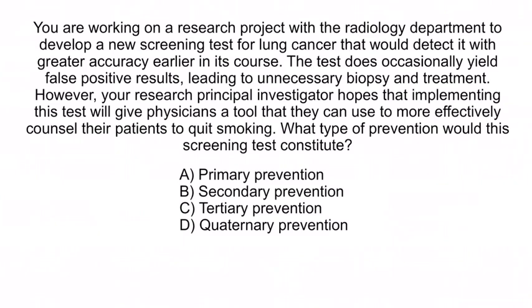One of the distractors in this stem is in the form of the research PI, hoping that the test will allow physicians to counsel patients to quit smoking more effectively. Having patients quit smoking is a form of primary prevention, as it prevents the negative effects of smoking. Another potential distractor is that the test leads to some unnecessary treatment. So it could be argued that eliminating the test would be a form of quaternary prevention, helping to keep patients from experiencing harm caused by the medical system. However, the test proposed is a type of secondary prevention because it's a screening test. Therefore, the correct answer is B, secondary prevention.